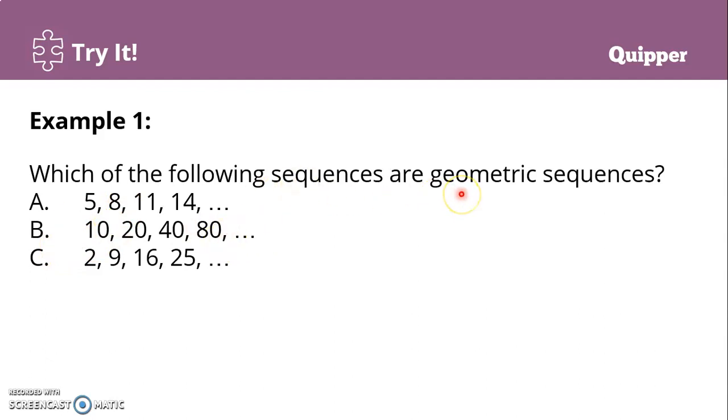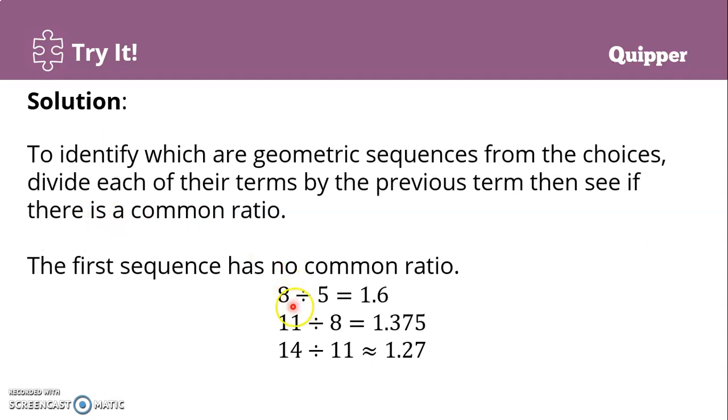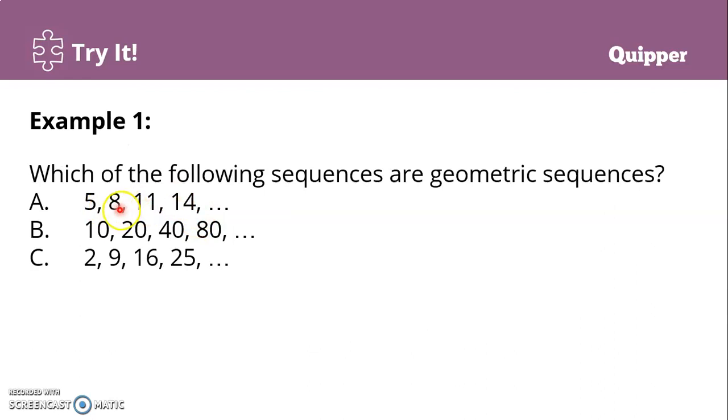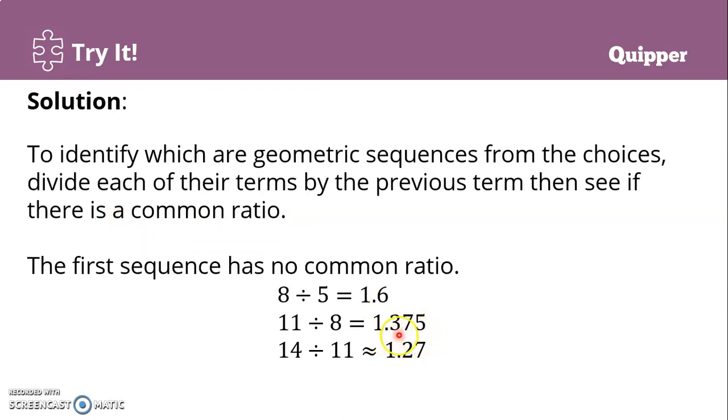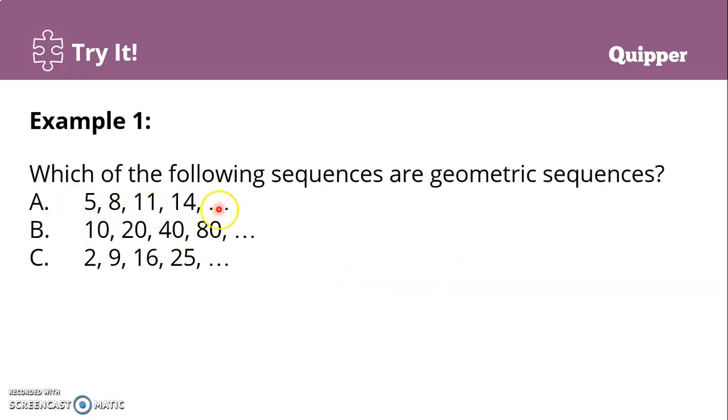Example, which of the following sequences are geometric sequences? Letter A, we have 5, 8, 11, 14. Let's see. 8 divided by 5 is 1.6. And so we have 11 divided by 8, 1.375. Oops, dito pa lang, hindi na sila magkapareho. Diba? So the ratio is not common. Walang common ratio. No common ratio. Therefore, letter A, this one is not a geometric sequence.